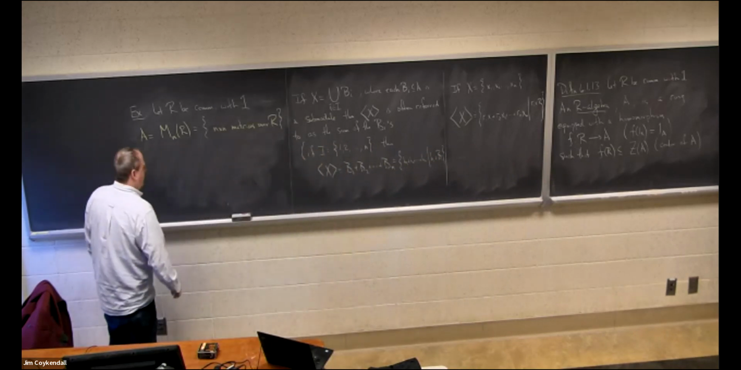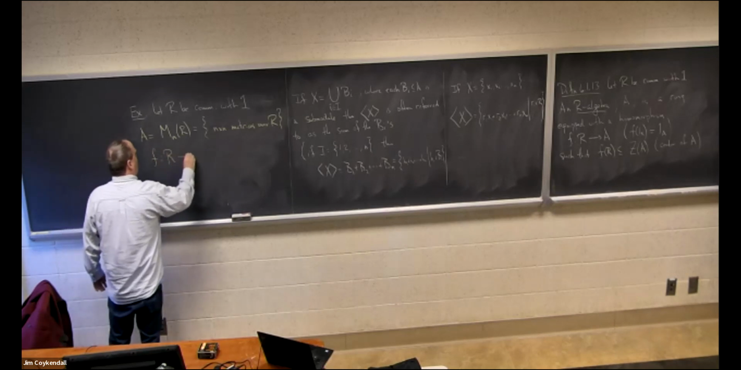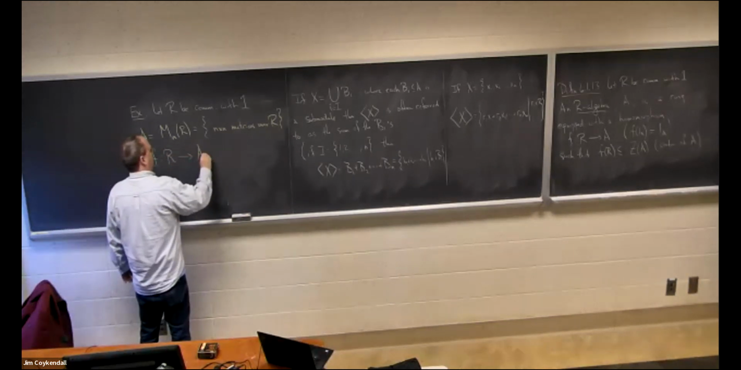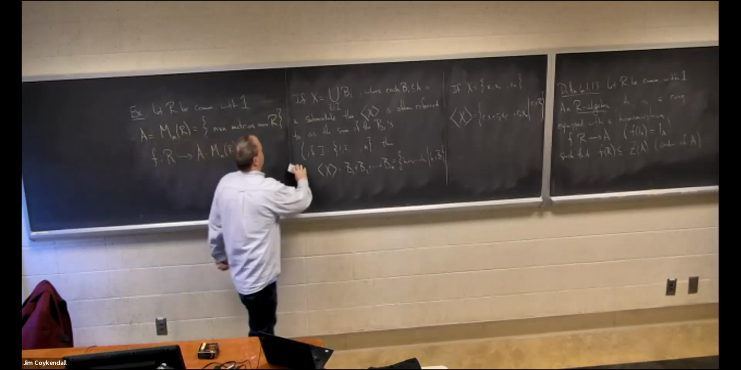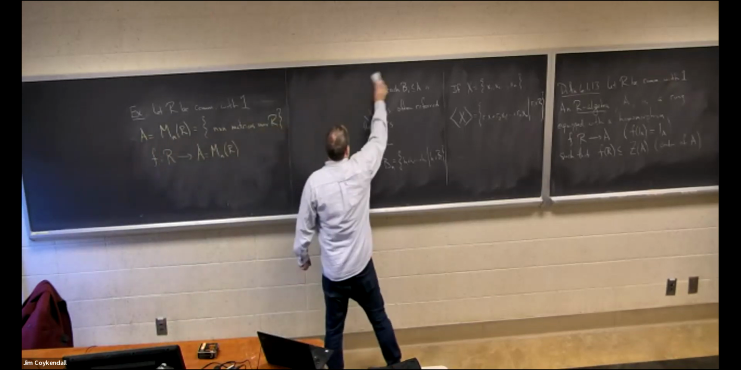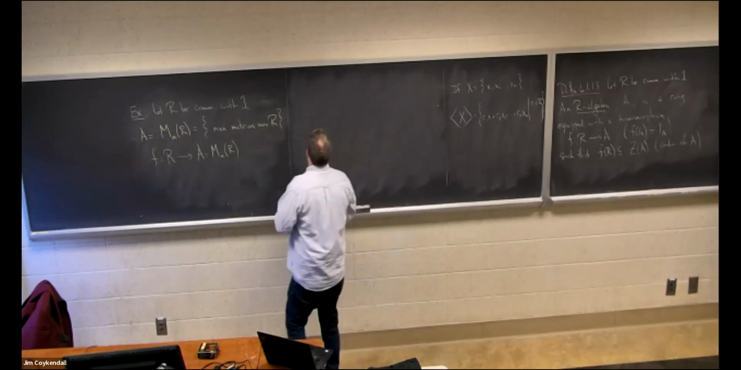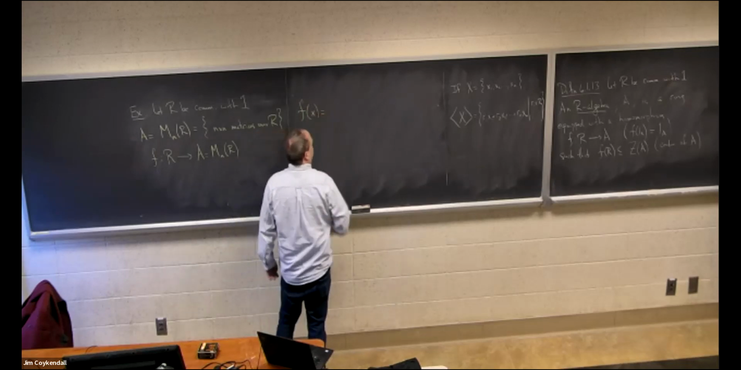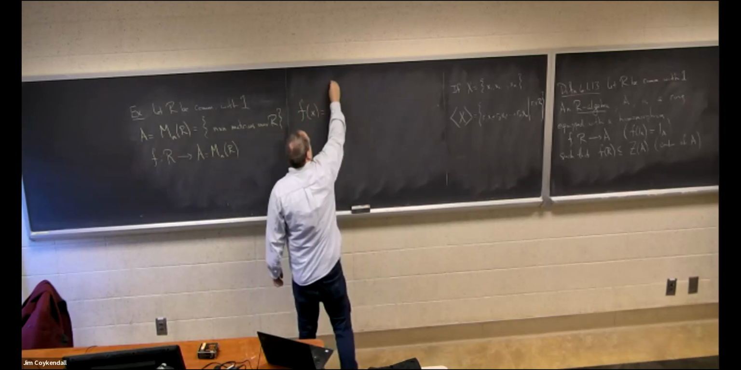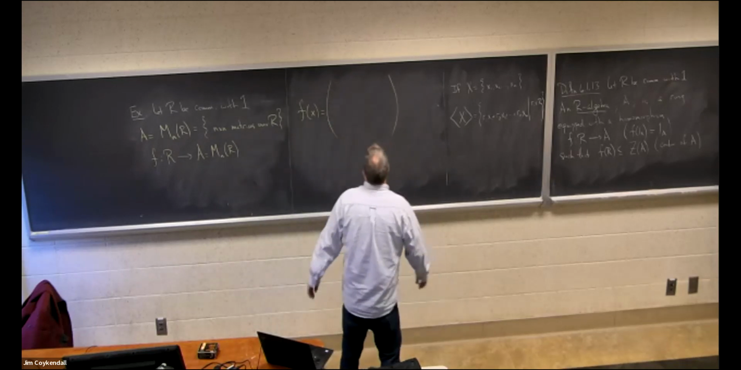Can anybody explain how f, so we need this f from R into, in this case, M_n(R). My output needs to be an n by n matrix. That's exactly right.